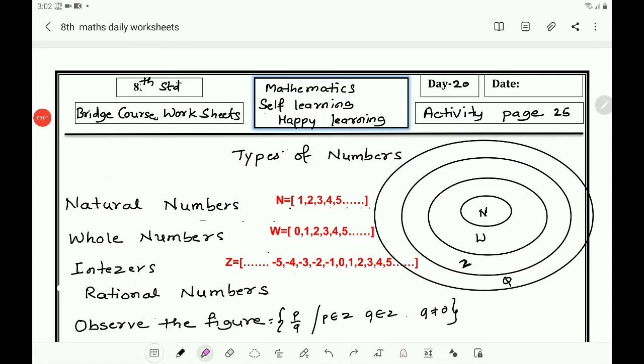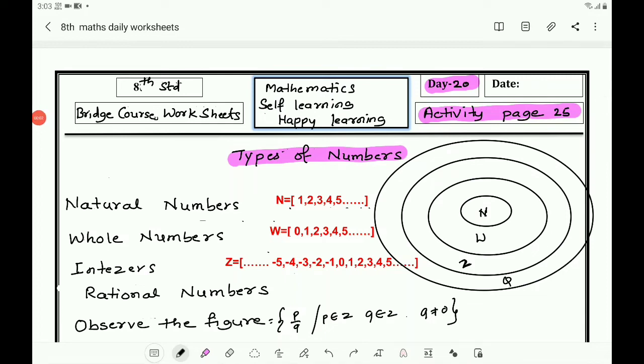Children, it is activity page 25 for day 20. It is an activity about the types of numbers. Children, you learnt about natural numbers, whole numbers, integers, rational numbers, etc. Then what are natural numbers? You know that the counting numbers are called natural numbers. While counting objects, you start from 1, 2, 3, 4, 5 in this way.